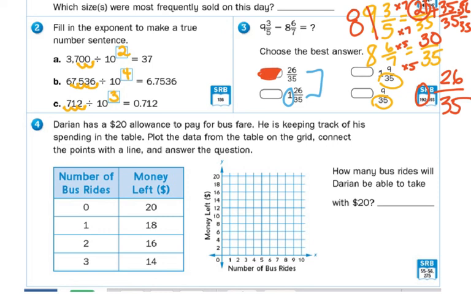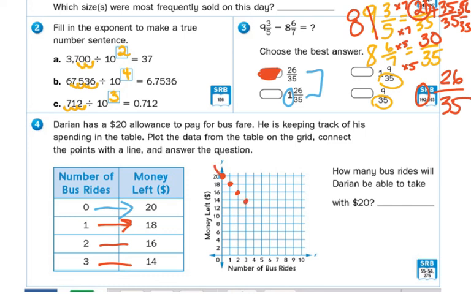Number 4, last one. Darian has a $20 allowance to pay for bus fare. He is keeping track of his spending in the table. Plot the data from the table on the grid, connect the points with a line, and answer the question. So, number of bus rides. 0 has $20 left. One bus ride, 18 left. So, over 1, up 18. 2, 16. Over 2, up 16. 3 bus rides, $14. Over 3, up to 14.